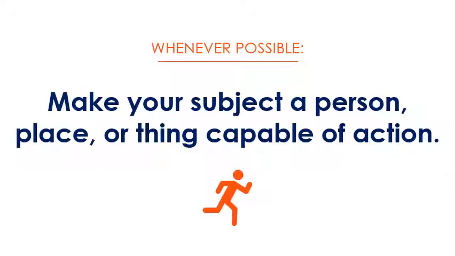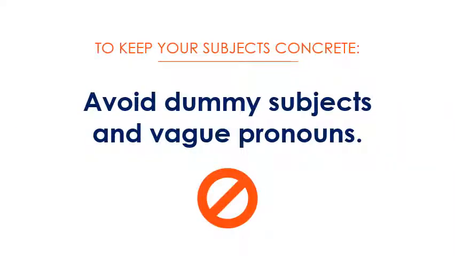Concrete subjects are more or less what their name suggests. They're subjects that consist of people, places, or things that actually exist. People, places, or things that are capable of action. And so whenever possible, we want to use these concrete subjects, these people, places, and things capable of action, as the subject of our sentences. But we also want to be wary of common style errors that oftentimes result in sentences that lack concrete subjects. These common style errors include dummy subjects and vague pronouns.